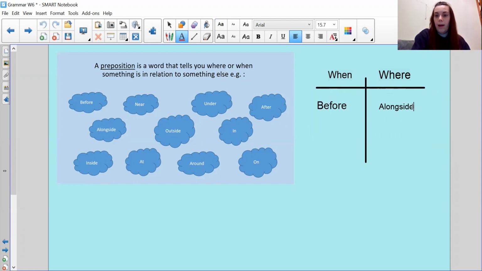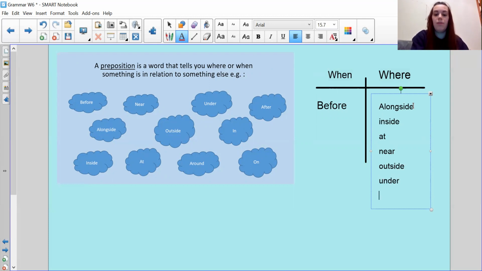Inside. Well, that tells us where, doesn't it? We know it's inside our bag or inside the house. At Miss Morvenna's house, at the park. So that's a where one. Near, that tells us where. Near something or near to something, that tells you where it is. Outside is a where. There's lots of where ones here. Under tells us where something is.